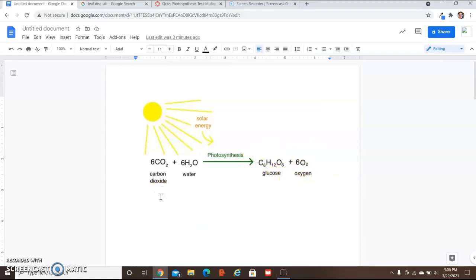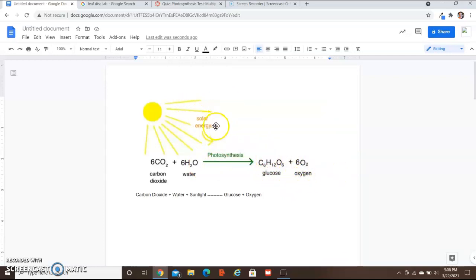So I'm just going to rewrite that right here. So we have carbon dioxide plus water plus sunlight, and that creates, in the end, glucose and oxygen. Remember, this is a chemical reaction. So we're going to take all of these atoms from the reactants, so the carbon dioxide and the water, and we are going to rearrange those atoms to make our glucose and oxygen in the end.